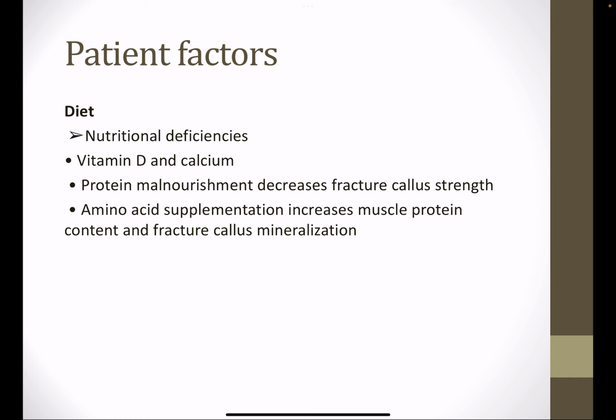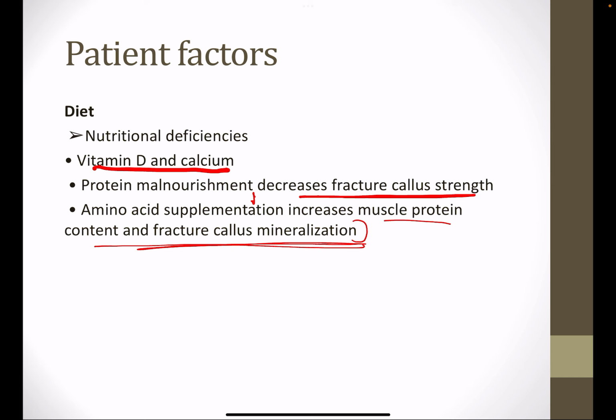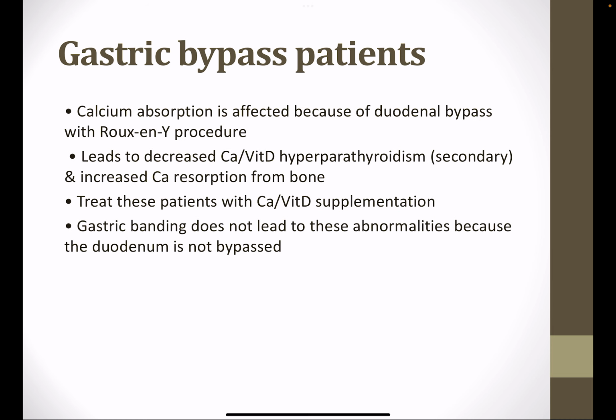Patient factors. Now we all know a malnourished patient will have some issue with fracture healing. So a patient with nutritional deficiency has to be taken care of. Vitamin D and calcium supplements need to be given. Protein malnourishment also decreases the fracture callus strength. So we have to give amino acid supplementation to increase the muscle protein and fracture callus and affect the fracture callus mineralization. Nothing new.